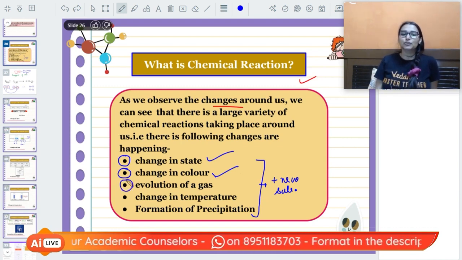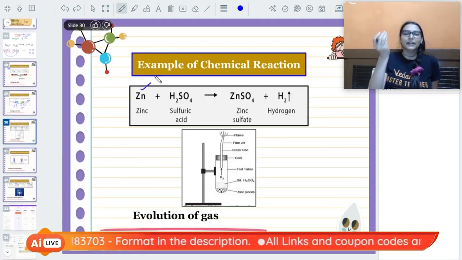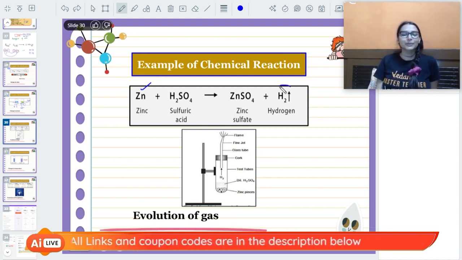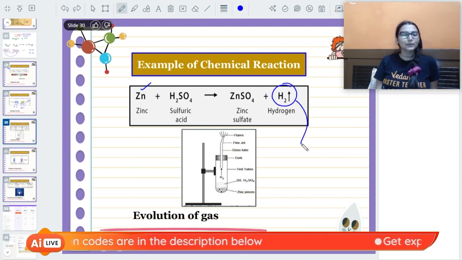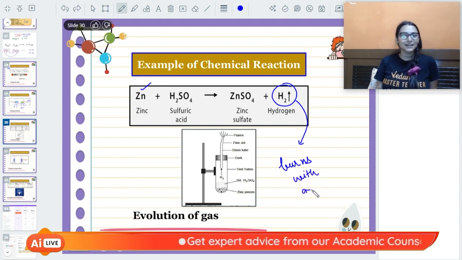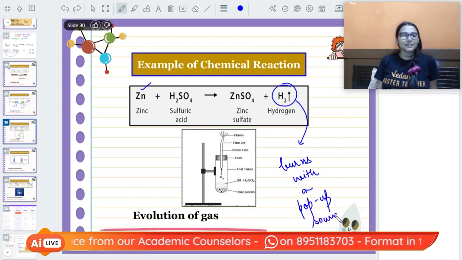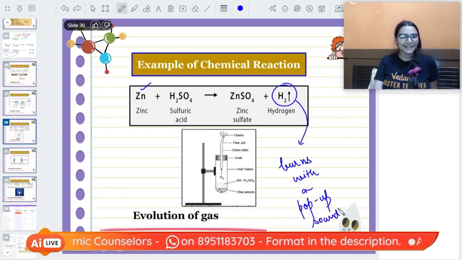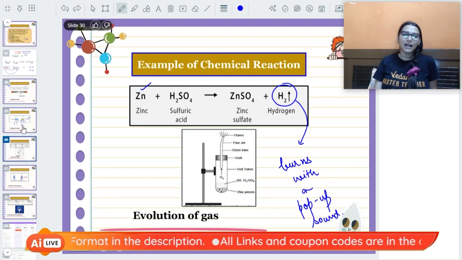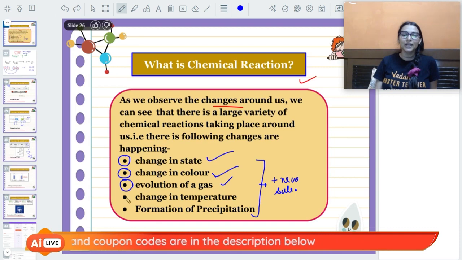There can be evolution of a gas also. For example, when you are having zinc granules, you dip them in sulfuric acid, then what happens? There is a liberation of hydrogen gas, and you can detect hydrogen gas because it burns with a pop sound. Okay guys, so this is an example of chemical reaction. Definitely evolution of a gas, hydrogen is coming out. Yes. Okay, we can do that. That was also displacement. हम करेंगे आगे. Okay, और क्या हो सकता है?